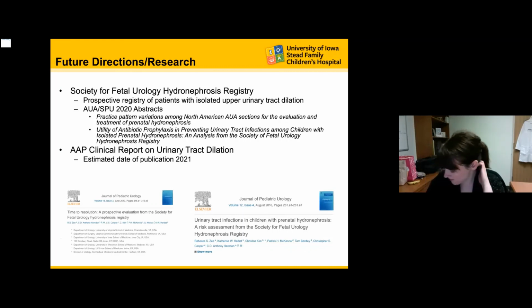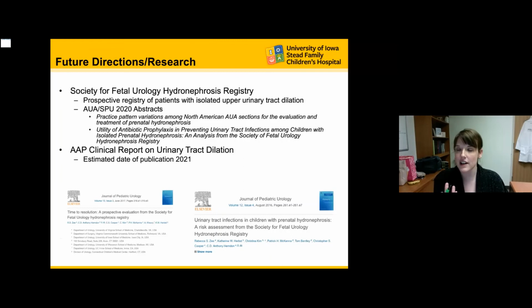a literature review in 2020 out of Michigan that looked at 197 articles over the past few years looking specifically at hydronephrosis. And 5.6% of those articles referenced the UTD classification system. 37% were using SFU, 32% were using the APD, and 20% didn't use any classification system, or were just using a mild, moderate, severe classification system.